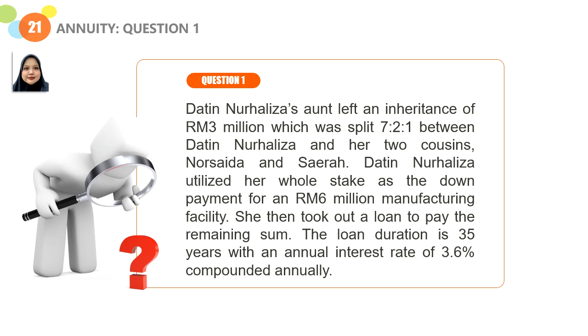Annuity question 1. Datin Nurhaliza left an inheritance of 3 million ringgit which was split 7-2-1 between Datin Nurhaliza and her two cousins, Nur Saida and Saira. Datin Nurhaliza utilized her whole stake as the down payment for a 6 million ringgit manufacturing facility. She then took out a loan to pay the remaining sum. The loan duration is 35 years with an annual interest rate of 3.6% compounded annually.